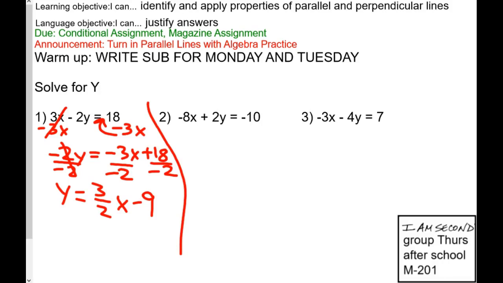So on our warm up, this was what we did on the notes yesterday, that you should be able to solve for y, so that way you can graph an equation. Now, 1 is up here. Let's try 2. Again, what is always my first step to solve for y?